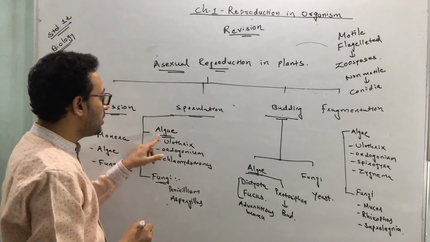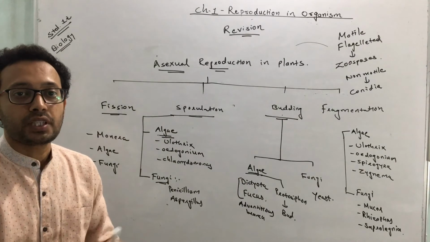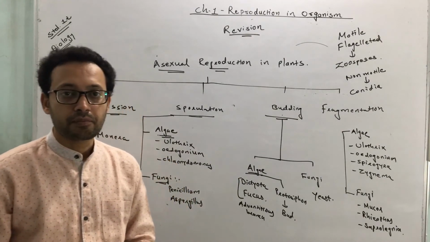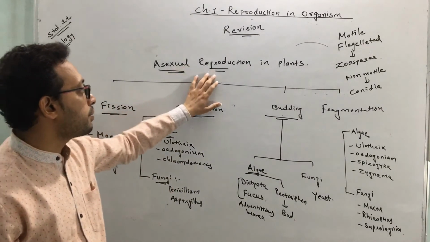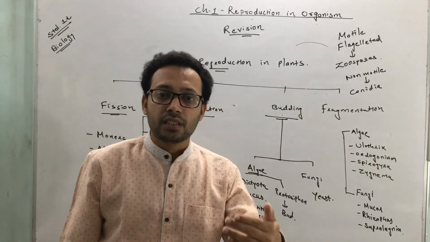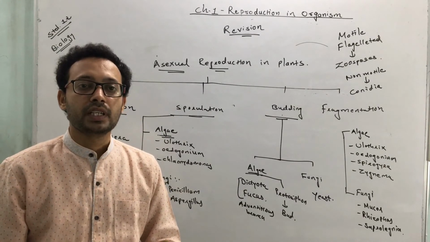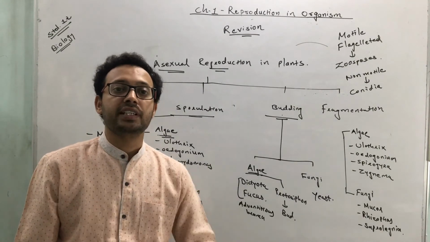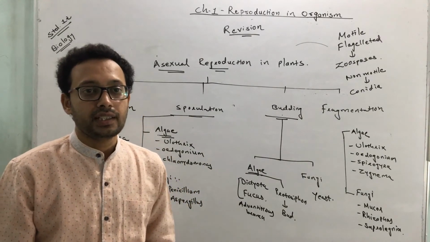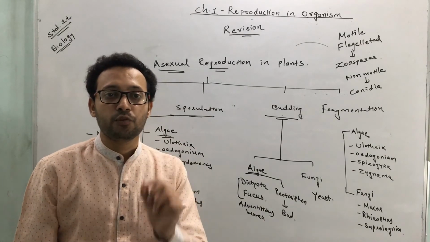In algae, the spores which are formed are transported by water because they are motile, and in fungi they are transported by the air. So that's all about asexual reproduction in plants. These are the methods we have seen in asexual reproduction, usually performed by lower order organisms. Even some higher order organisms like angiosperms also reproduce asexually, and the asexual mode of reproduction in them is called vegetative propagation.